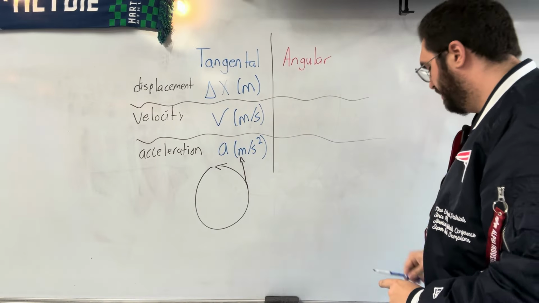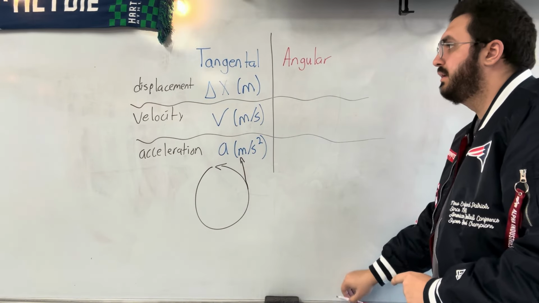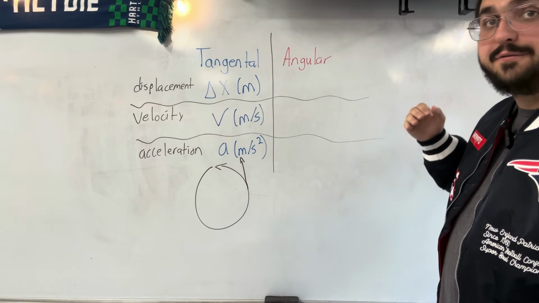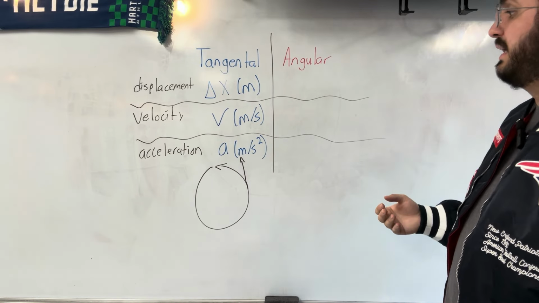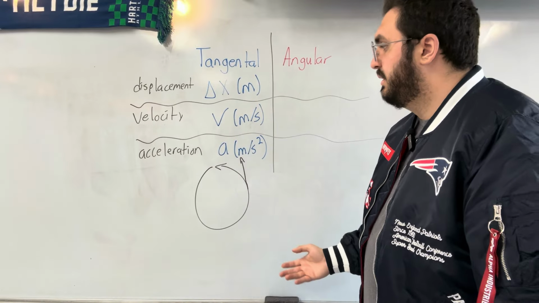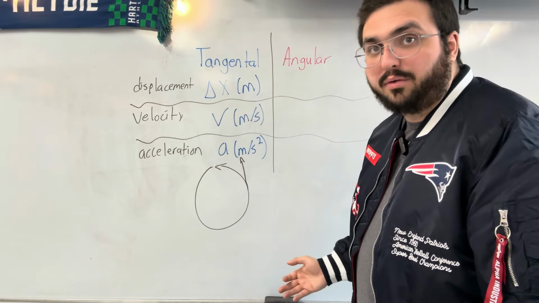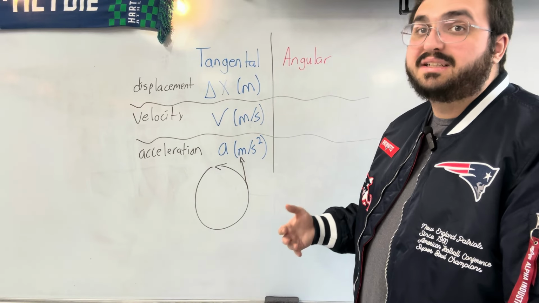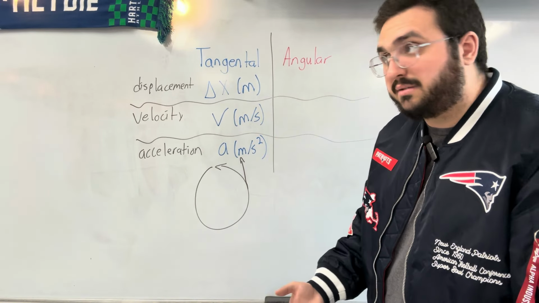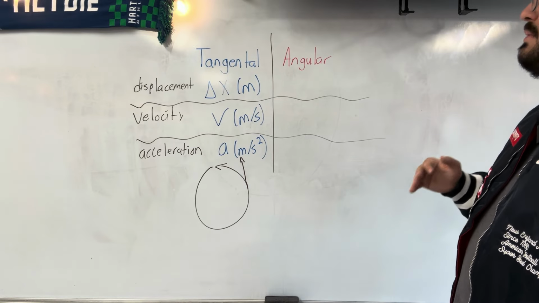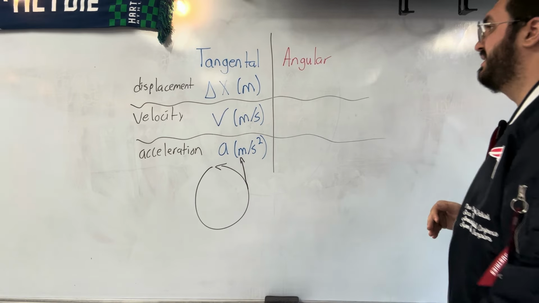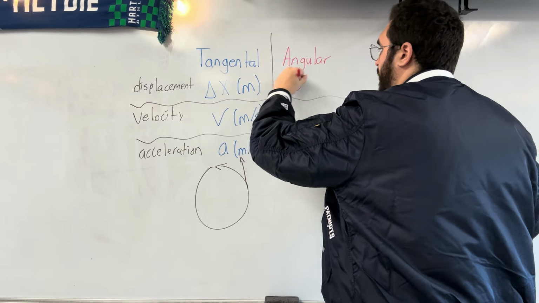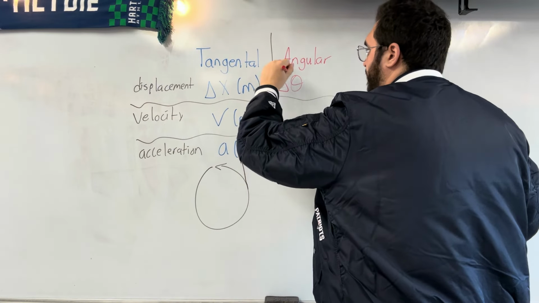Angular motion changes some of these. Displacement, velocity, and acceleration are all still values in uniform circular motion, in any sort of rotational motion. We're still moving here after all. We are still moving at a velocity that can be measured, and we are still changing that velocity, so therefore we need an acceleration. However, we represent them using different variables. Instead of delta x, or just x, we use the Greek letter theta, or delta theta.